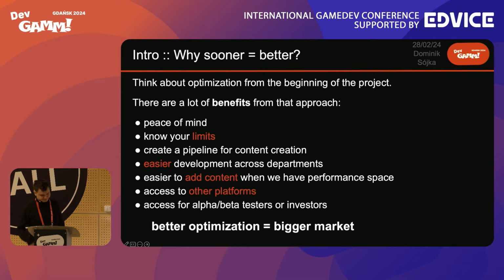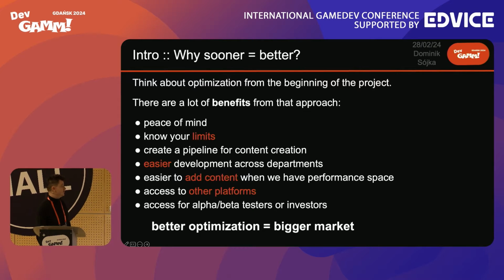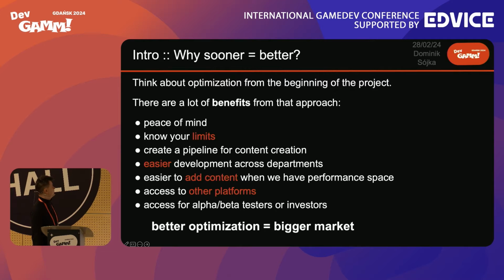So, think about optimization from the beginning of the project. It might seem trivial, but from my experience, it's not always obvious. When creating a project, it's always worth thinking about optimization from the beginning, because when you know your limits, you can approach different assets and different techniques in your game, and you know how the spec requirements are working in your game.